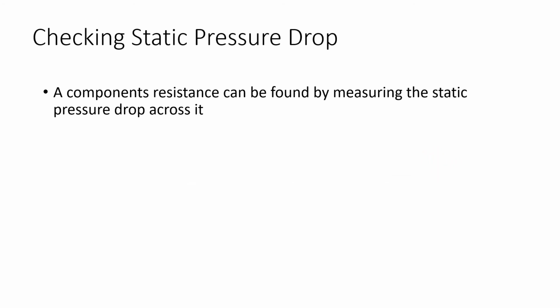So let's take a moment and just break this down a little bit further in checking static pressure drop. A component's resistance can be found by measuring the static pressure drop across it. Remember, we said that each individual component in that duct system had a resistance to airflow. And we can isolate those individual components and check the static pressure of them with our static pressure tips and our measuring device, whether it be an electronic manometer or an incline manometer or magnehelic.